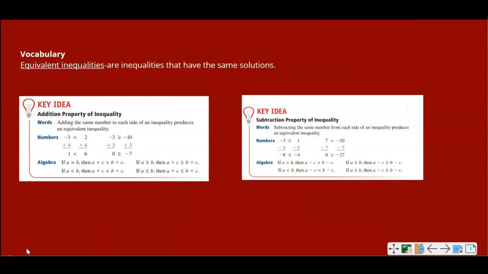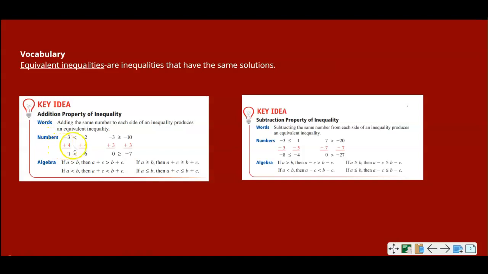Vocabulary that you need to know: equivalent inequalities. Equivalent inequalities is just like it sounds. They're inequalities that have the same solution. Okay, they're equivalent. They have the same solution. All right, your key ideas: addition property.